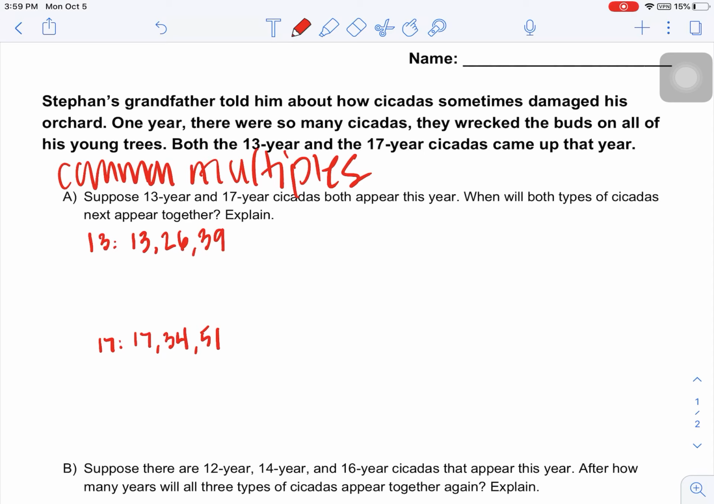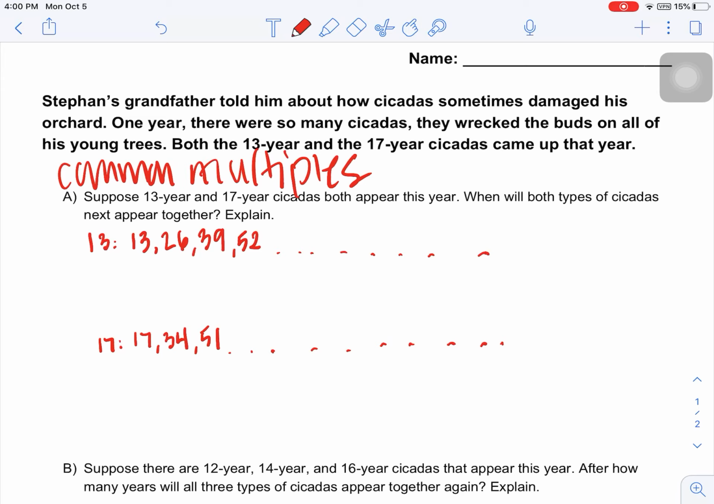So I'm going to jump back up to 13. I'm going to add another 13 to 39, and I got 52. Oh, so close. 52 and 51 still don't have a common number. So this is where you come in. You are going to keep going with both of these lists until you find a common multiple.